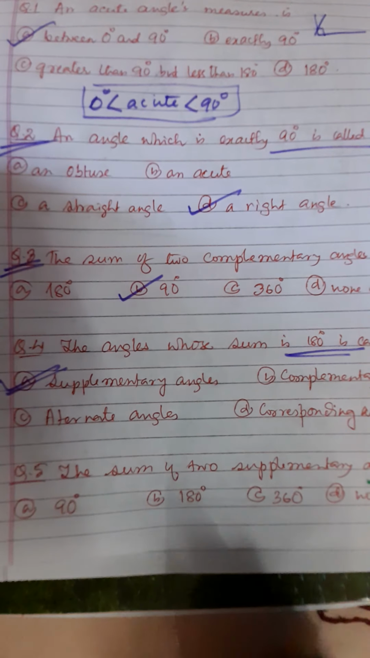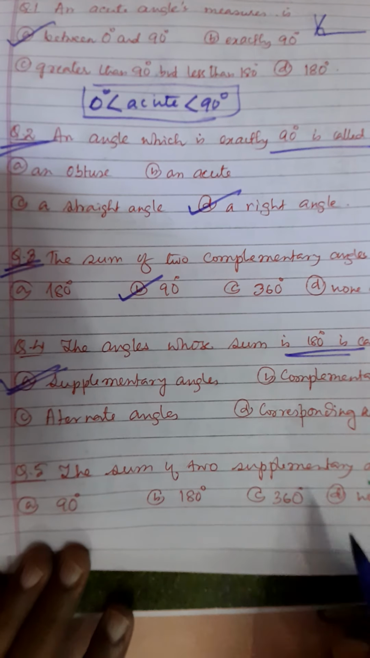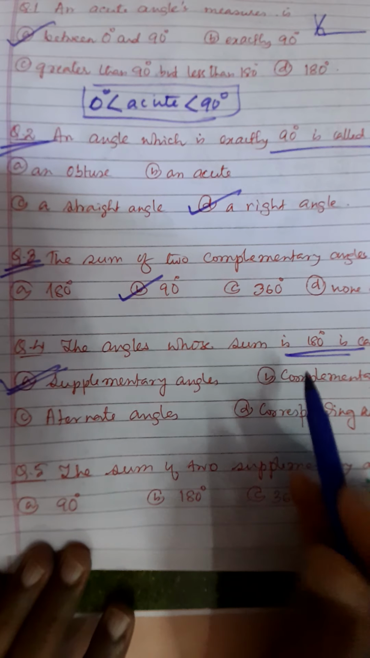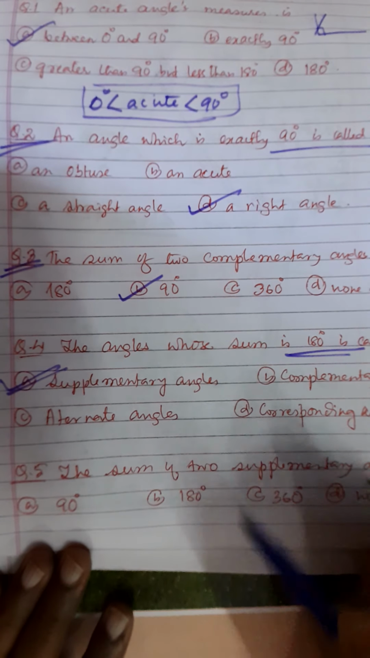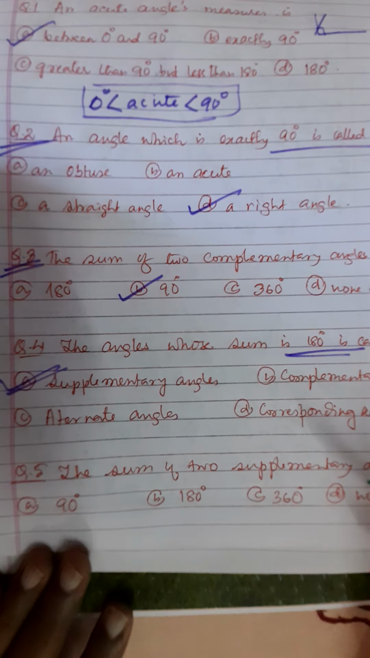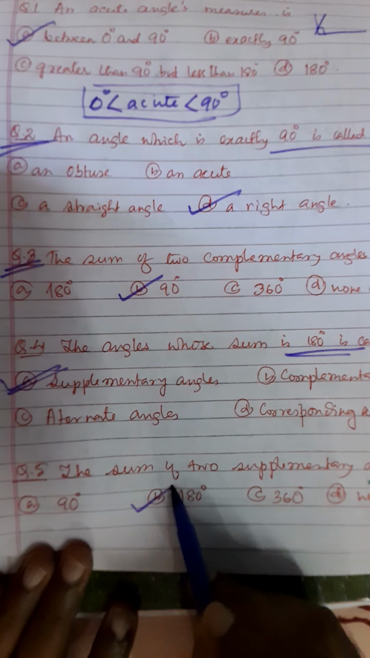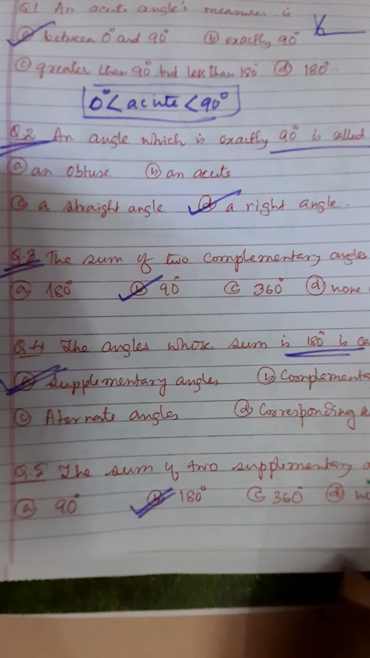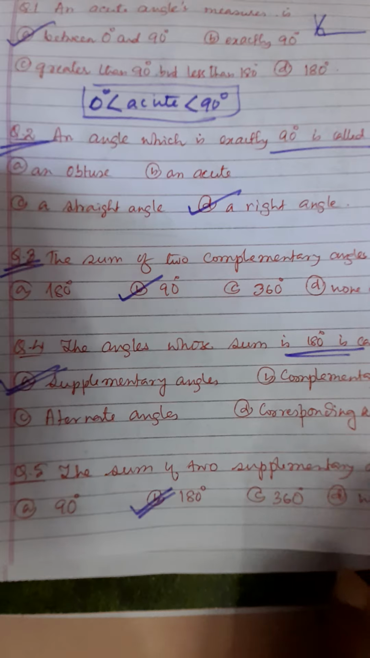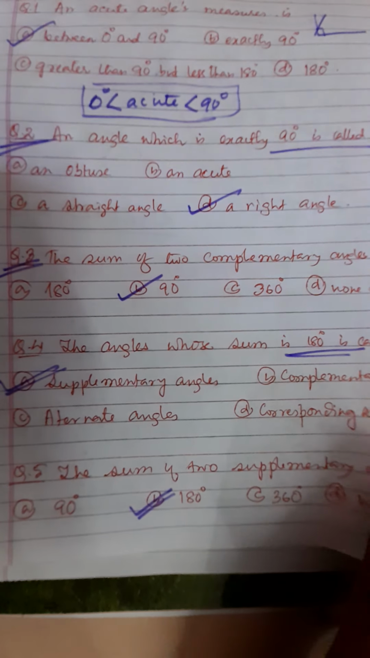Okay, the sum of two supplementary angles is just the opposite. If the sum is 180 degrees, then they are supplementary, and if angles are supplementary, then the sum should be 180 degrees. Be clear. Okay, next question.